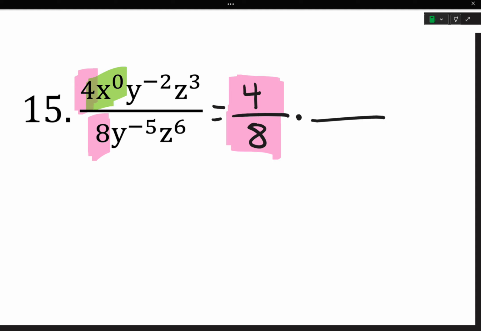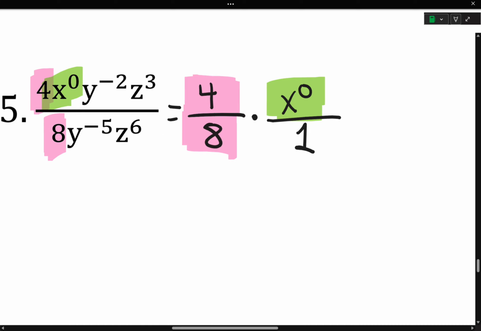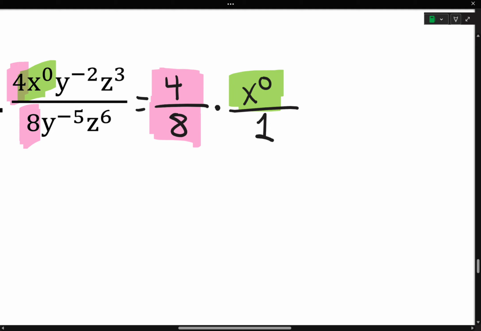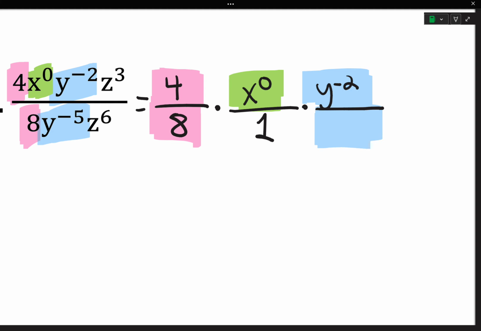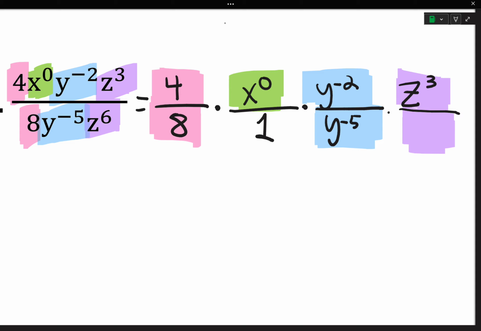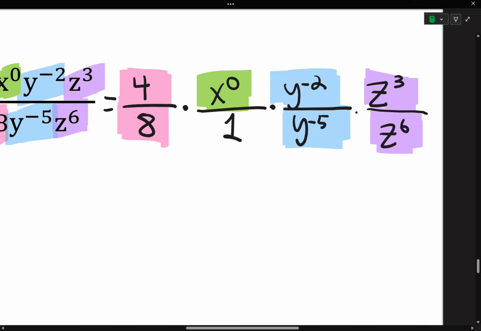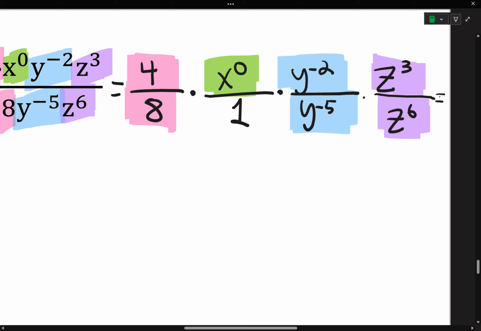Next, I see an x, just one type of x. So I'm going to put a 1 as a placeholder on the bottom because I can't just leave a fraction all alone without anything on top and bottom. All right, next we got my y's. Y to the negative 2 and y to the negative 5th. And then lastly, I got my z's. Z to the 3rd and z to the 6th. Okay, to me this looks way easier to solve.